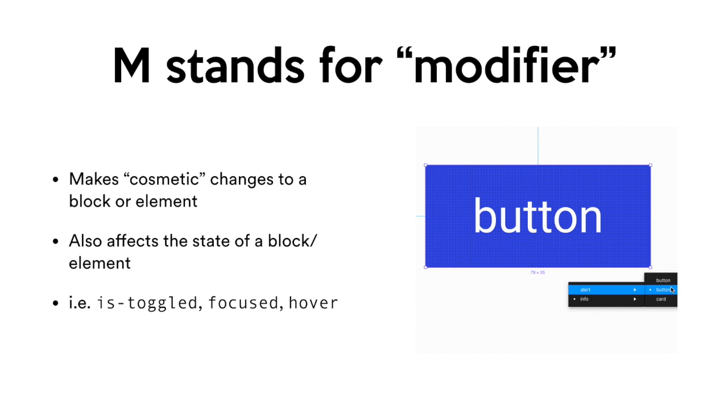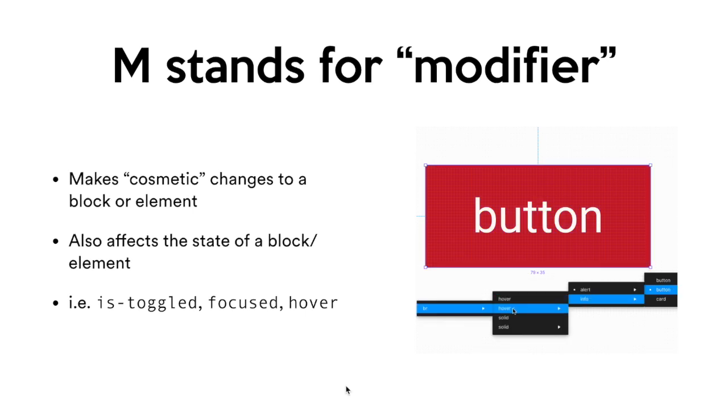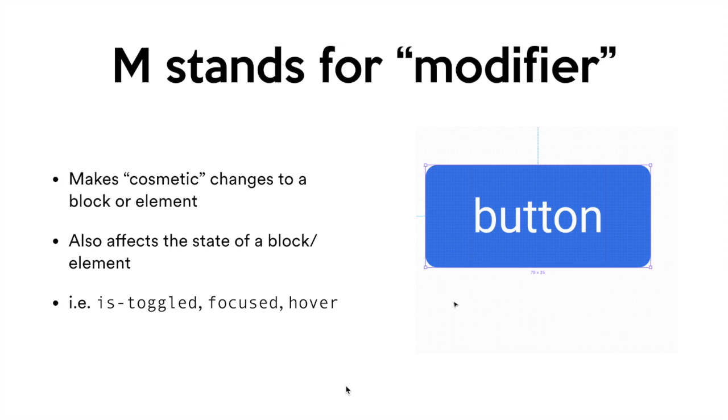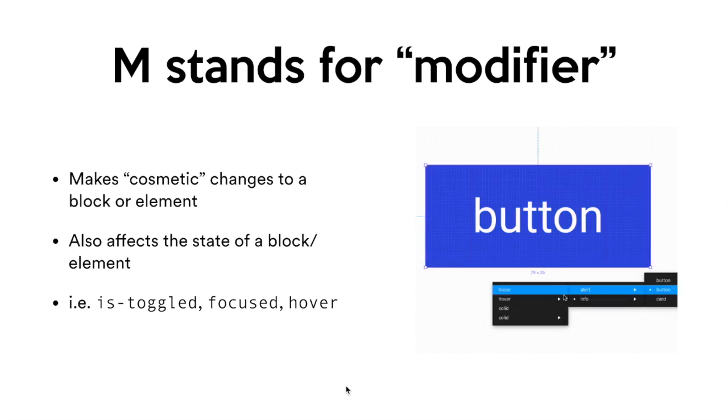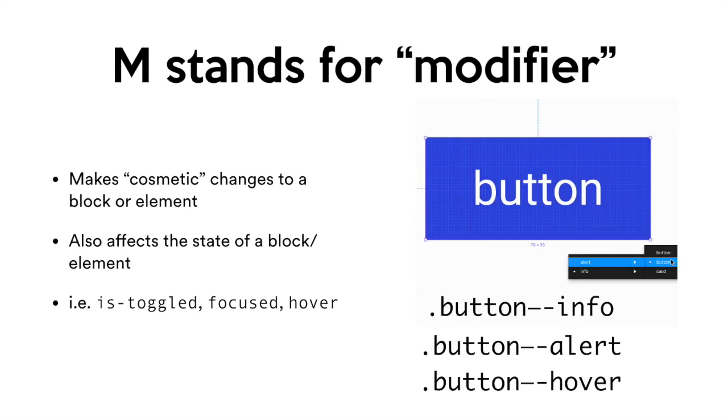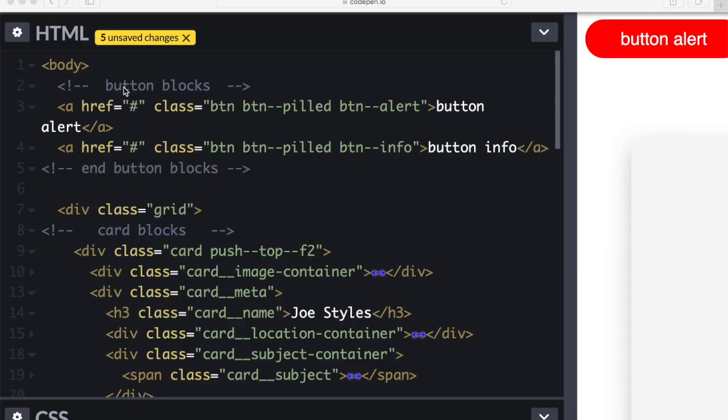Now lastly, the M in BEM stands for modifier, and it makes these cosmetic changes to a block or element. It also affects the state of a block element. For example, is it toggled, is it focused, is it hovered? The way that we classify modifiers in BEM is by first starting with the block in question, following it with 2 hyphens, and then giving it the name of the modifier. Let's take a look at an example here in CodePen.